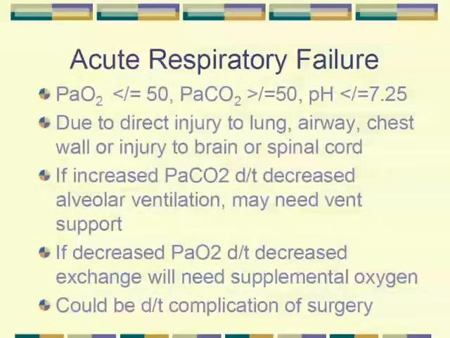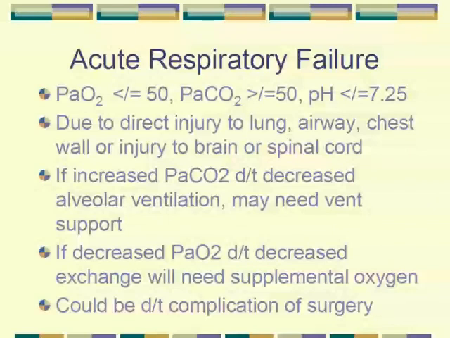If you have an increase in PaCO2 due to a decrease in alveolar ventilation, you may need ventilatory support. If your pH is less than 7.25, you probably need to be on a ventilator if your problem is purely respiratory. If you have a decrease in your PaO2 due to a decreased exchange, you'll need to receive supplemental O2 in some fashion. And again, you may need to be on a ventilator.